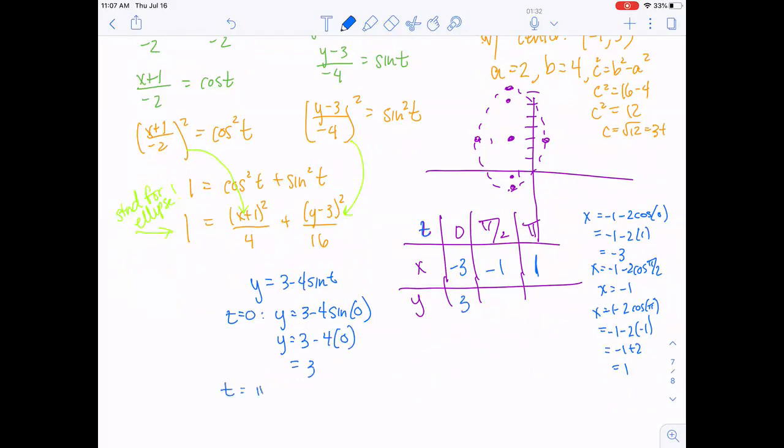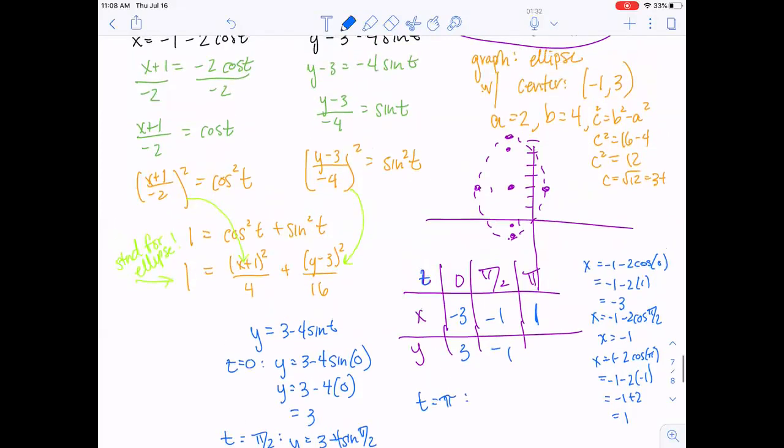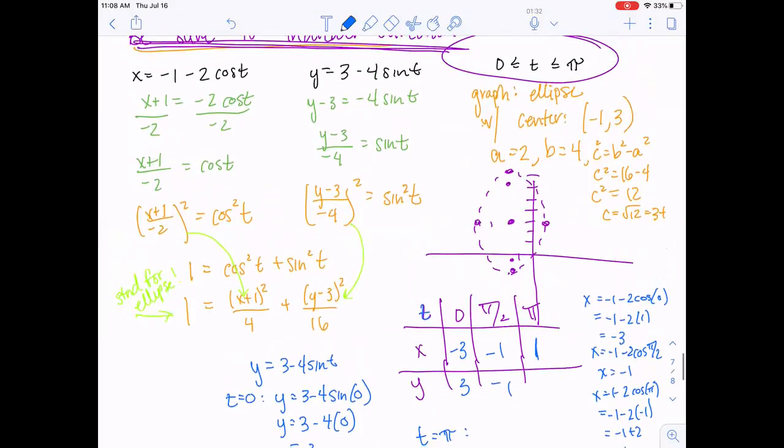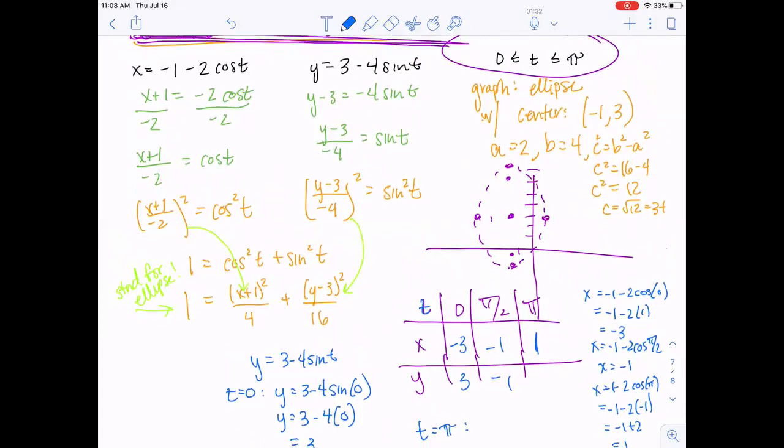When t equals pi over 2, we get y equals 3 minus 4 times the sine of pi over 2. Sine of pi over 2 is 1, so 4 times that is 4, and that would be a -1. And then pi. Maybe I should have talked about this already: why I chose 0, pi over 2, and pi. I chose the beginning of our interval and the end of our interval, and then something halfway through. And that's a good thing to do.